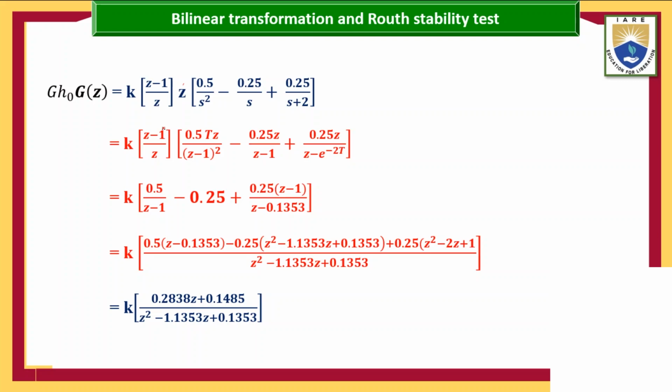Simplify. The first term is multiplied with the second term. So what happened? The denominator term and numerator term z minus 1 are cancelled, so it is coming as 0.5 by z minus 1. Next, minus, z minus 1 and z cancel, only 0.25 is there. Here t is not there, so take care, t is not there. Next, plus z minus 1, 0.25 into z minus 1 by this z, and this z is cancelled.